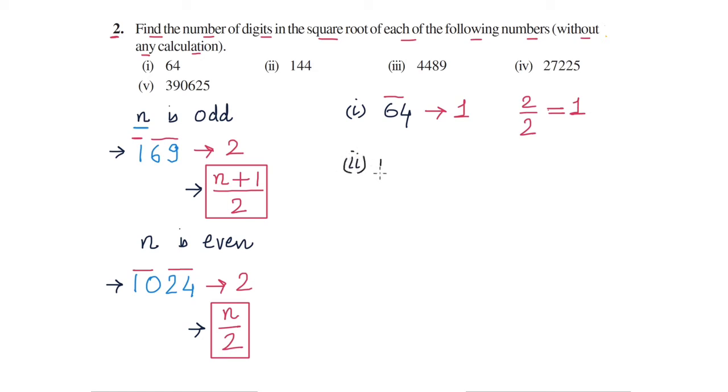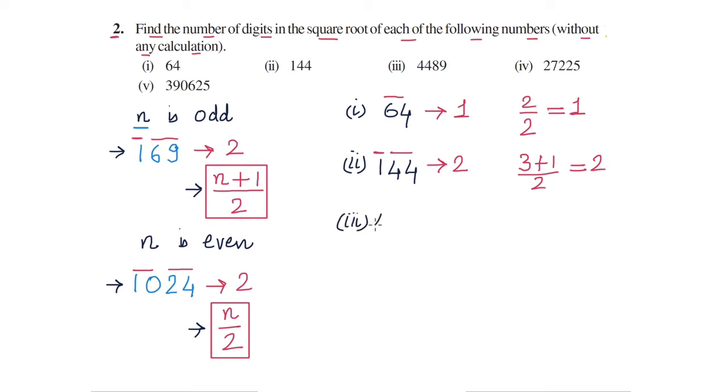Moving to the second part, that is 144. Now putting bars over the pairs starting from right to left, we have got 2 pairs. It means that 2 is the number of digits. If we want to check it by the general form, that is (n plus 1) over 2, it means 3 plus 1 over 2, we get 4 over 2, that is 2. And n is the number of digits, okay?